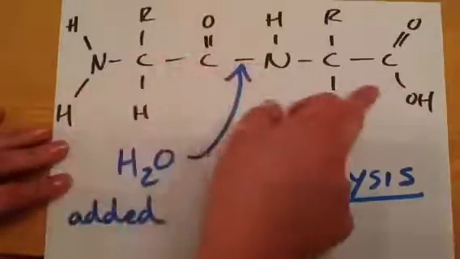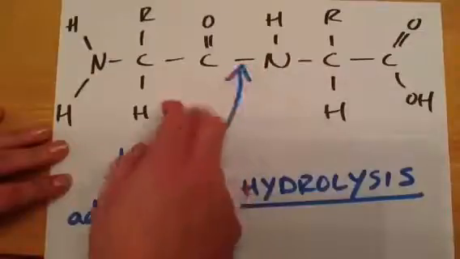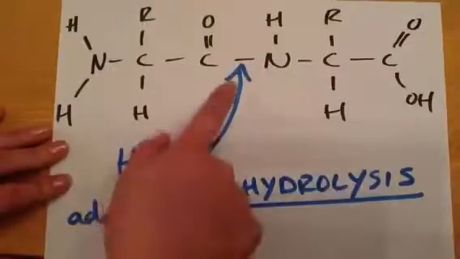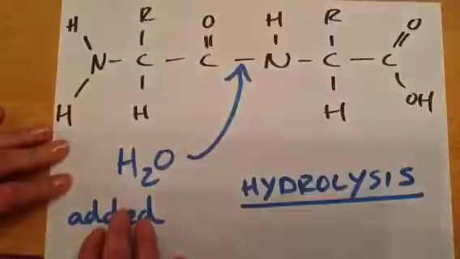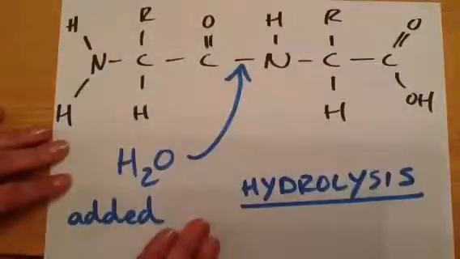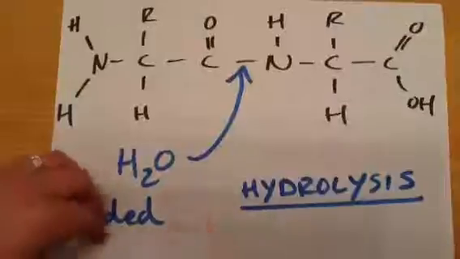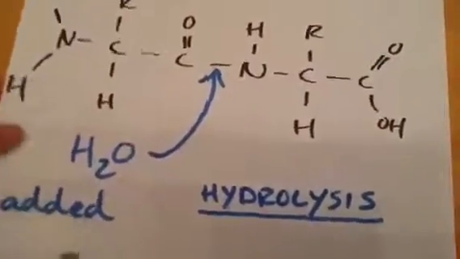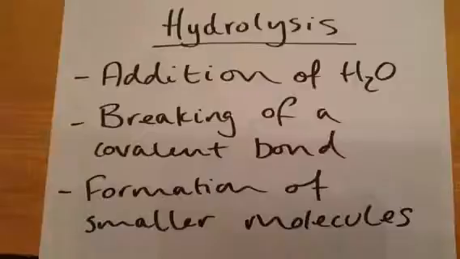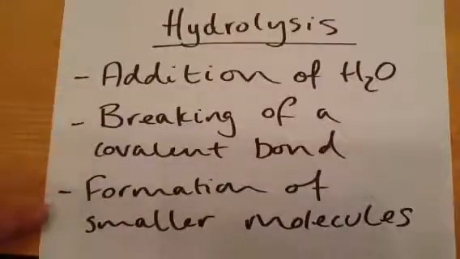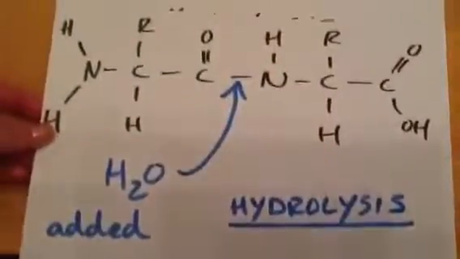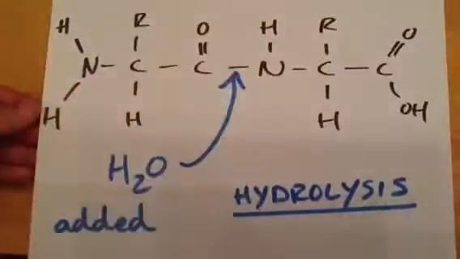So here's our dipeptide and this here is our peptide bond. If we were to add water this time, it would result in this bond breaking and we would gain our two amino acids back again. And essentially this is what happens during digestion. So these are the 3 points that you need to remember if a question is asking you to describe the basis of hydrolysis. So it's the addition of water, the breaking of a covalent bond, and the formation of smaller molecules. So in this case, it was splitting up our dipeptide molecule into the two separate amino acids again.